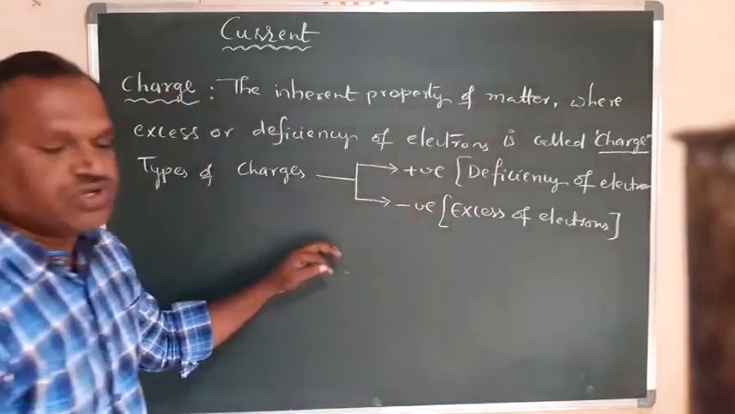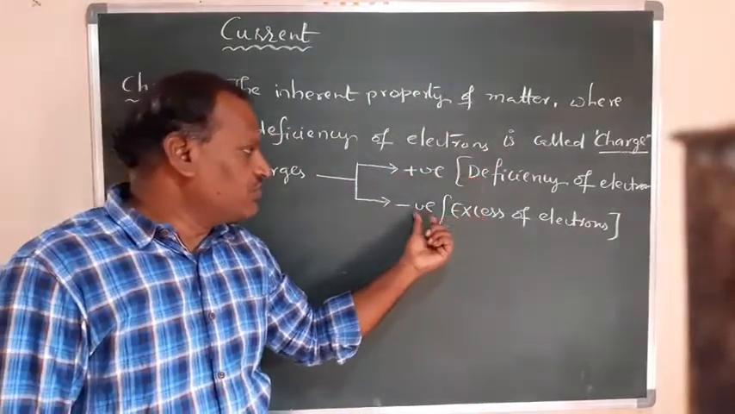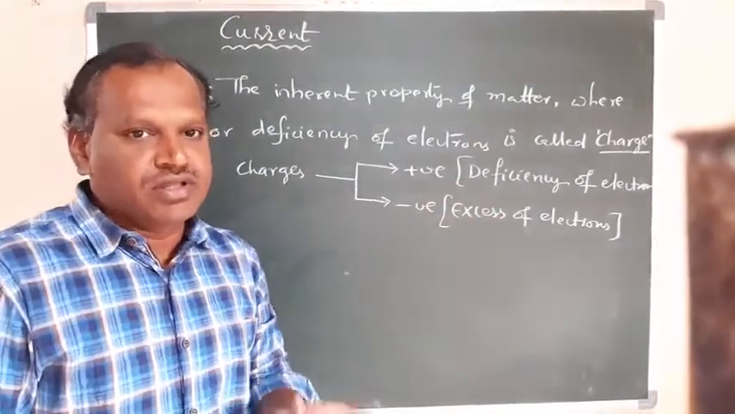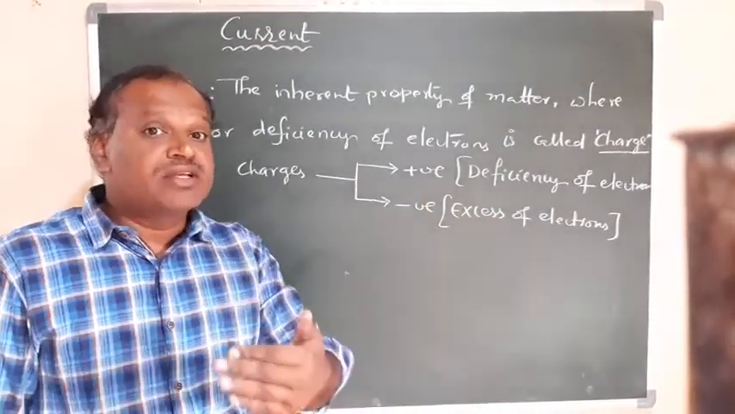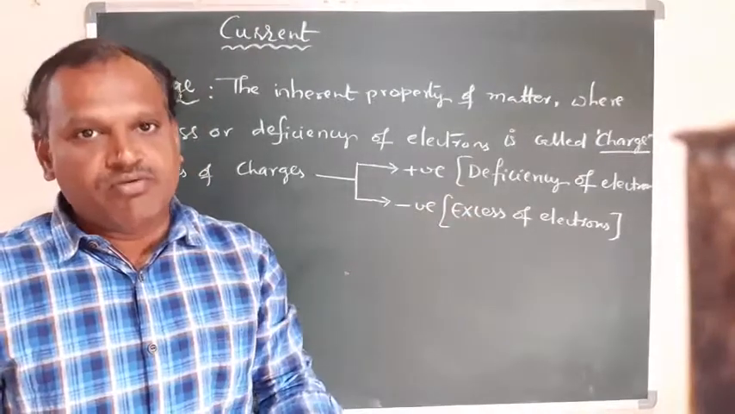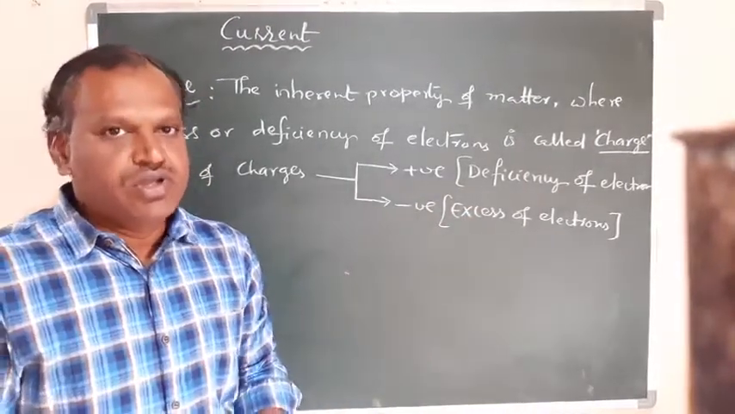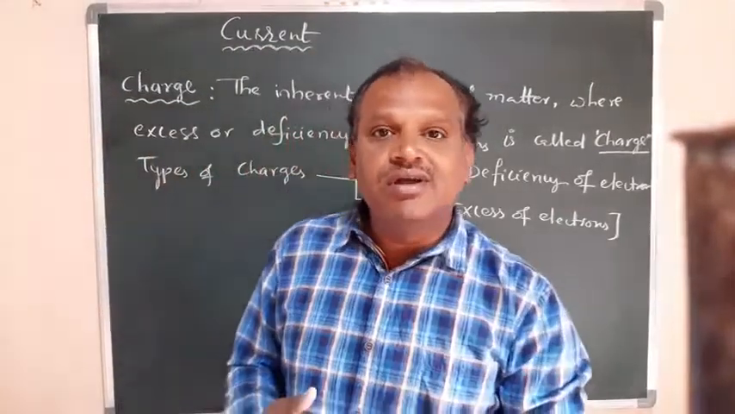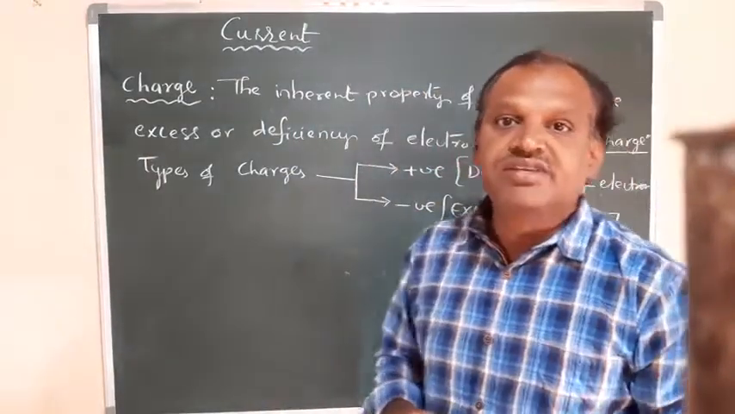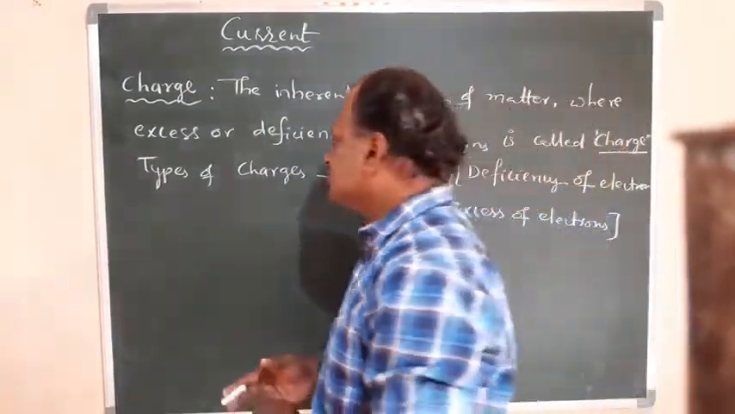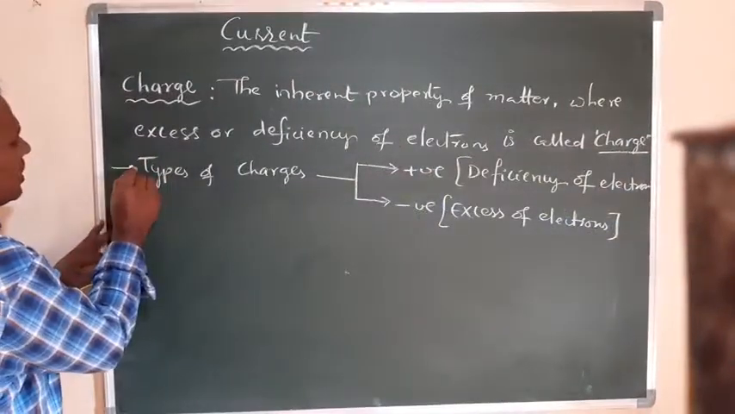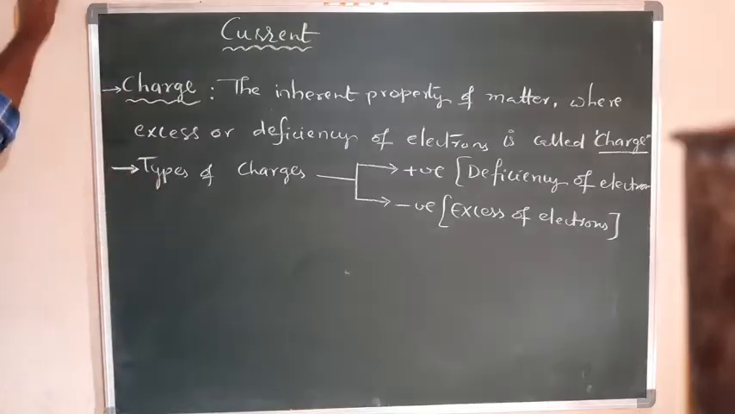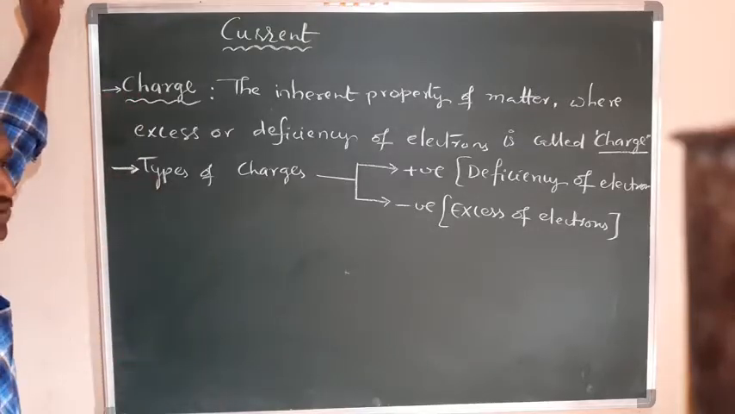Positive charge is deficiency, and negative charge is excess, correct? Compared to the protons, if more electrons are there, that is called negative charge. Compared to the electrons, if protons dominate, that is called positive. So positive and negative charge for any given matter is related to the number of electrons in that matter, maybe excess or deficiency, right? So, what is charge? And what are the types of charges we have? Positive charge and negative charge.